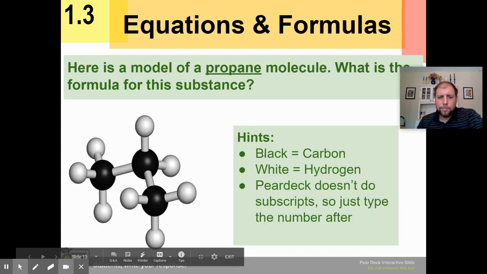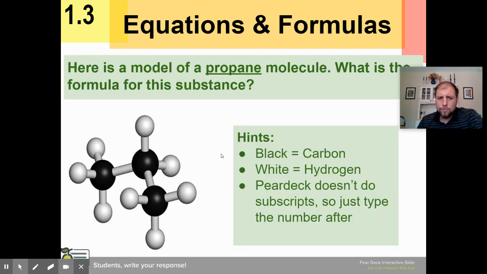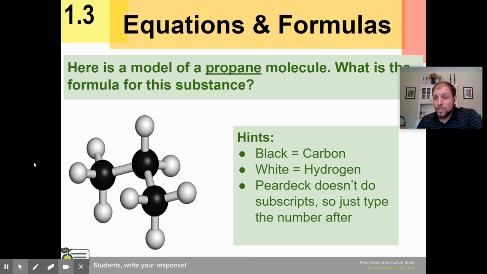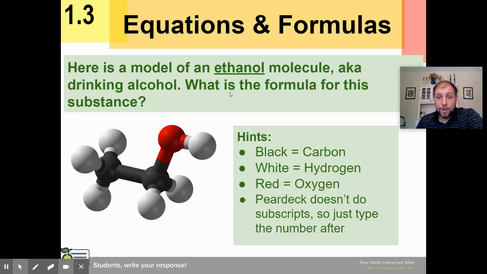Okay, so here's a propane molecule. What's the formula? Well, if the blacks are carbon and the whites are hydrogen, then we got 1, 2, 3 carbons. So carbon is C, C3, and 8 hydrogens. So hydrogen is H, so H8. The formula for this substance, which is propane, the thing that you put in your tank and your grill, is C3H8.